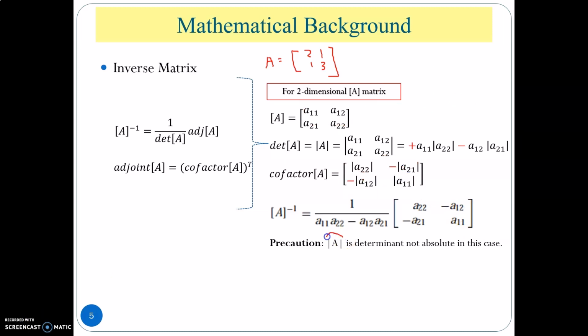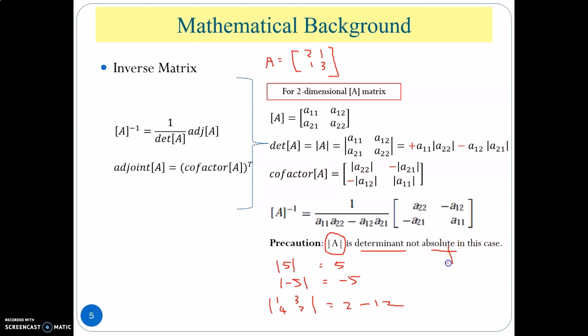Please be careful. This symbol is indicating the determinant function and is not the absolute function. For example, if you take the determinant of 5, you obtain 5. Determinant of negative 5, you still obtain negative 5. Determinant of a 2D matrix, let's say 1, 2, 3, 4, you obtain 4 minus 6, which is negative 2.